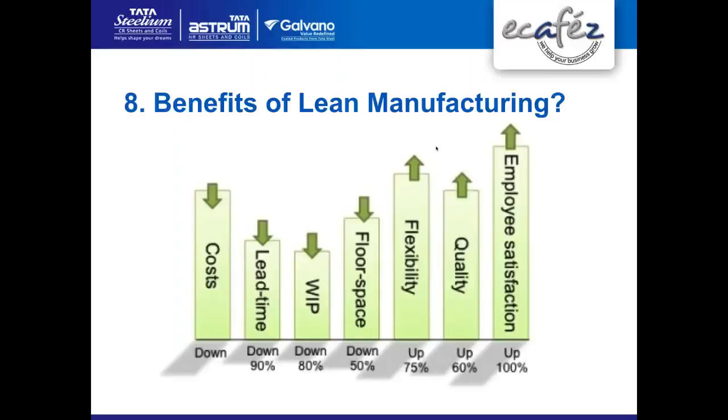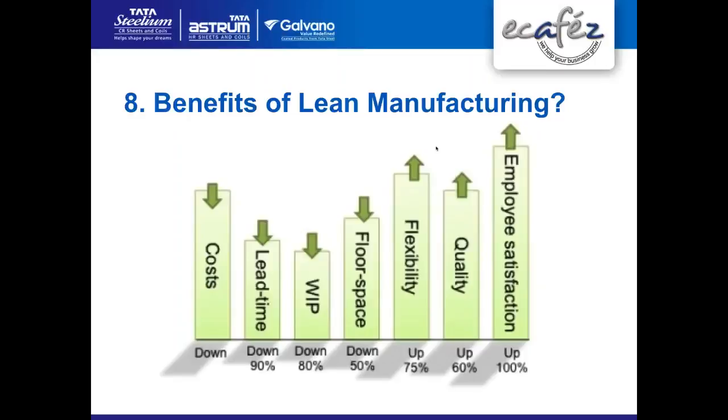It reduces work in process requirement. In some companies, it has gone down by up to 80%. It requires less floor area on the shop floor. Today, land and space have become very, very expensive, so this is a very important aspect. In lesser space, we can produce more.